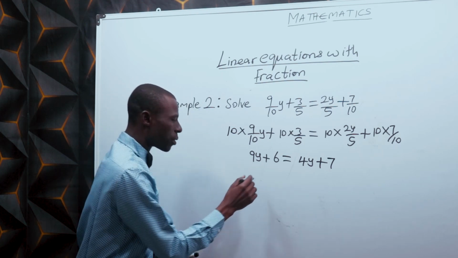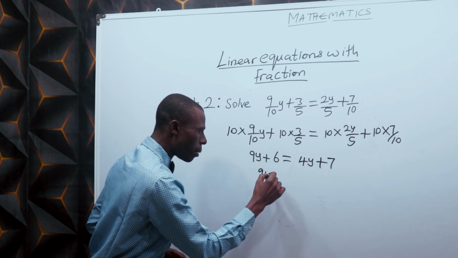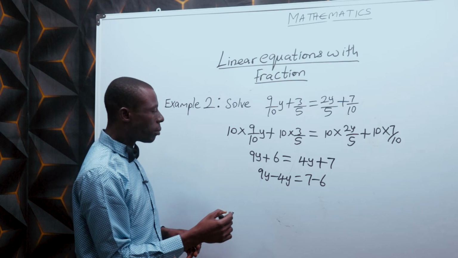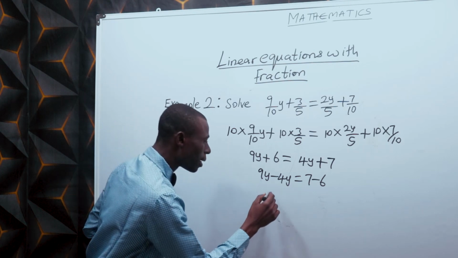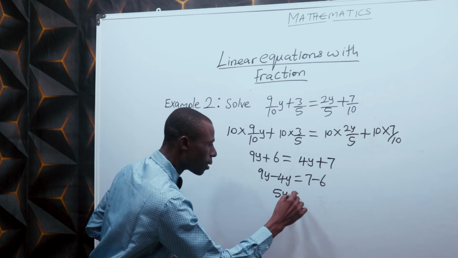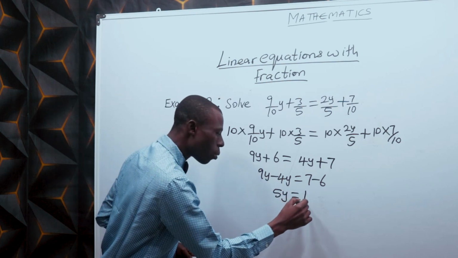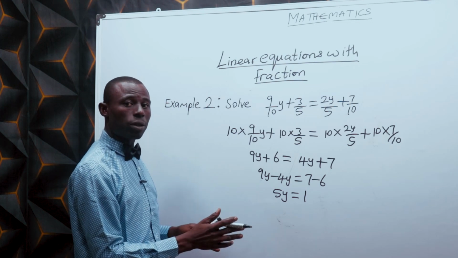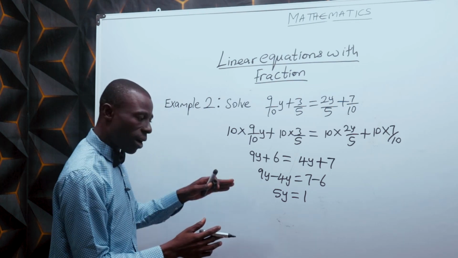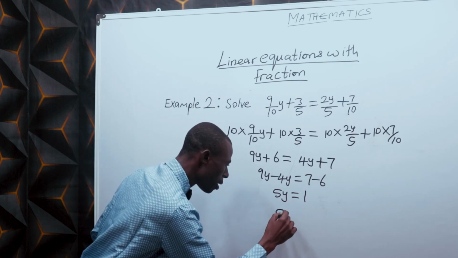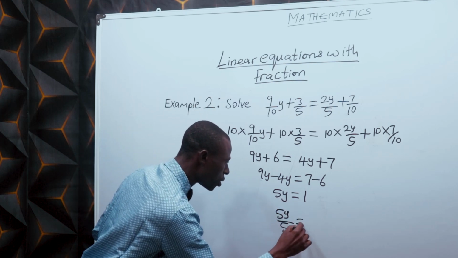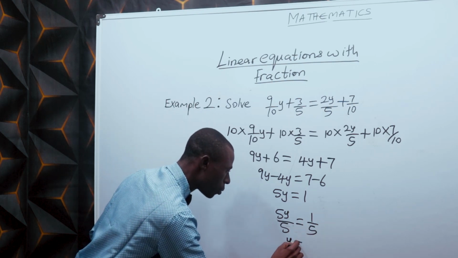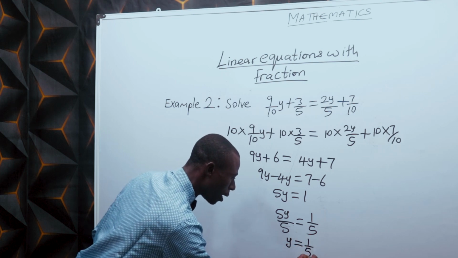So collect the like terms, which is 9y minus 4y, which is equal to 7 minus 6. 9y minus 4y gives 5y. 7 minus 6 is 1. Dividing both sides by the coefficient of y is the next thing we have to do. The coefficient of y here is 5. Dividing both sides by 5 gives 5y divided by 5, which is 1 divided by 5. 5y divided by 5 is y, which is equal to 1 over 5. That's it.